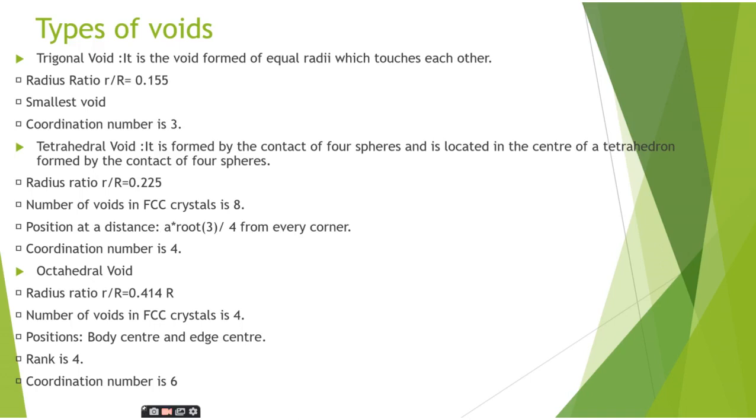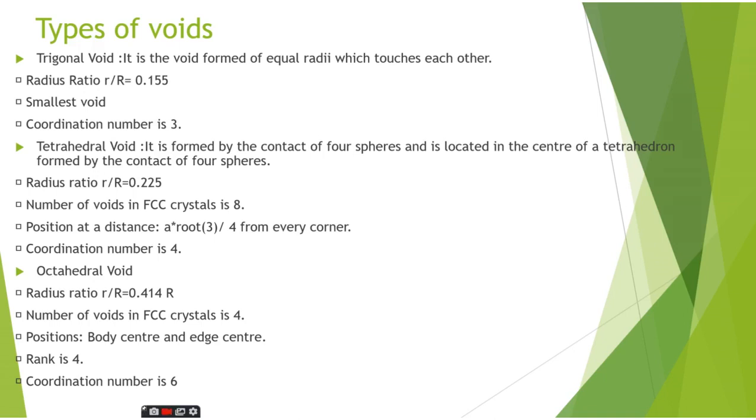Then tetrahedral void. It is formed by the contact of four spheres and is located at the center of the tetrahedron formed by the contact of four spheres. The radius ratio of tetrahedral void is 0.225. The number of voids in an FCC crystal is 8. The position is at a distance of root 3 by 4 from every corner. The coordination number of tetrahedral void is 4.